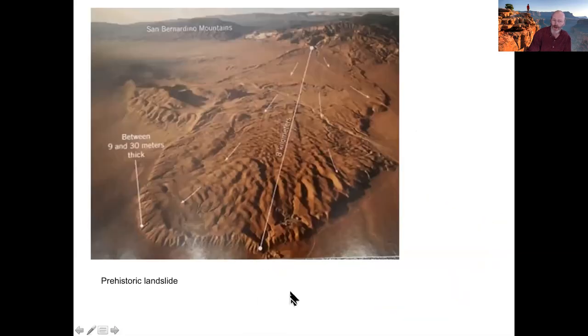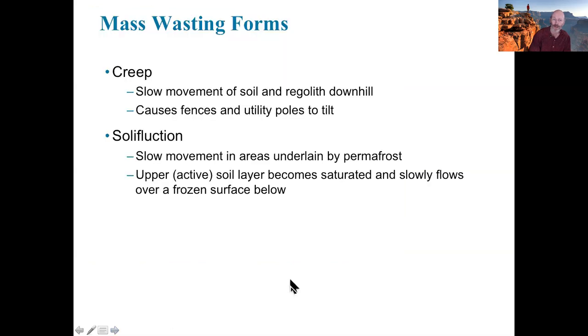Here we have a prehistoric landslide. Notice it says 8 kilometers, so that's about 4 miles from here to here. This is quite a huge thing. All of Bloomington would fit on this plateau. That's a big landslide.